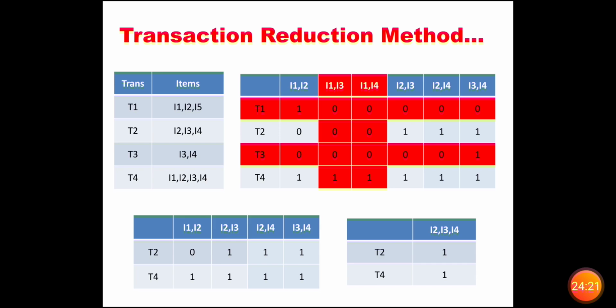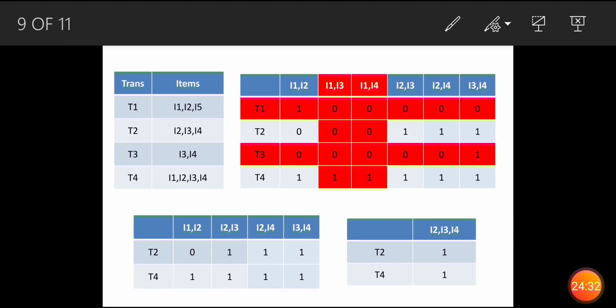In the same way, I1 I3 is not present in T1 with the same combination, so we marked 0. I1 I4 is not present in T1, so we marked 0. Then I2 I3 is not present in T1, we marked 0. I2 I4 and I3 I4 are both not present in T1, so we marked 0, 0, like that. The next one we can take.